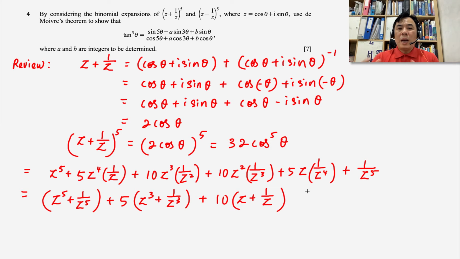And then I'm going to count how many terms I have just in case I miss out anything. 1, 2, 3, 4, 5, 6. I should have 6 terms. So here 2, 4, 6. So I do have 6 terms here.